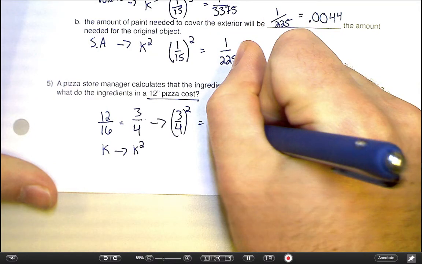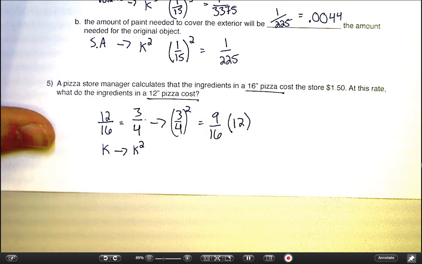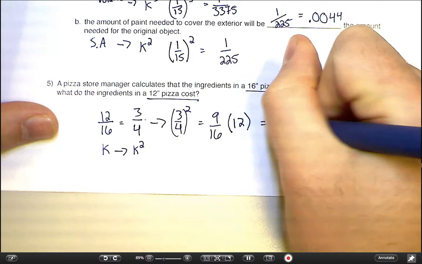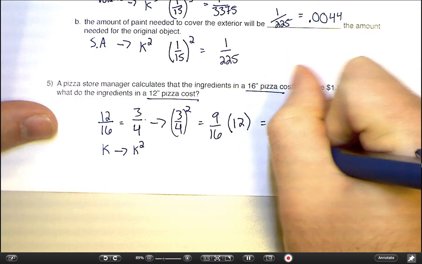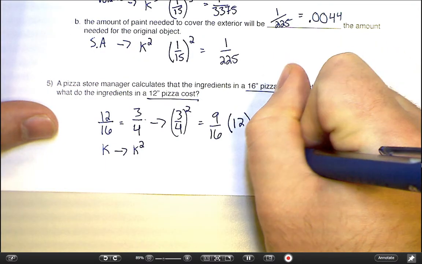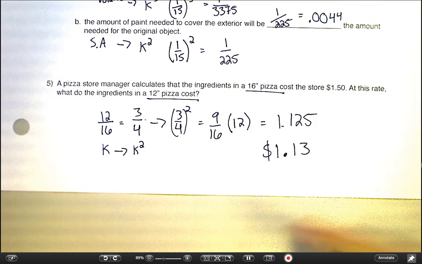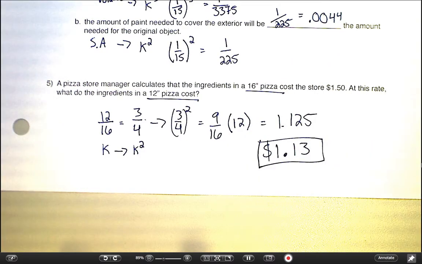Then I want to multiply by that 12-inch pizza's cost. If I multiply that all the way through, I get 1.125, which is technically the correct answer, but because this is money, we'll round to that second decimal place, and we'll call it $1.13. So this is your answer for number 5. Hopefully that clears up any last little questions dealing with the fundamental theorem of similarity. If not, make sure we are asking questions, and we will go from there.